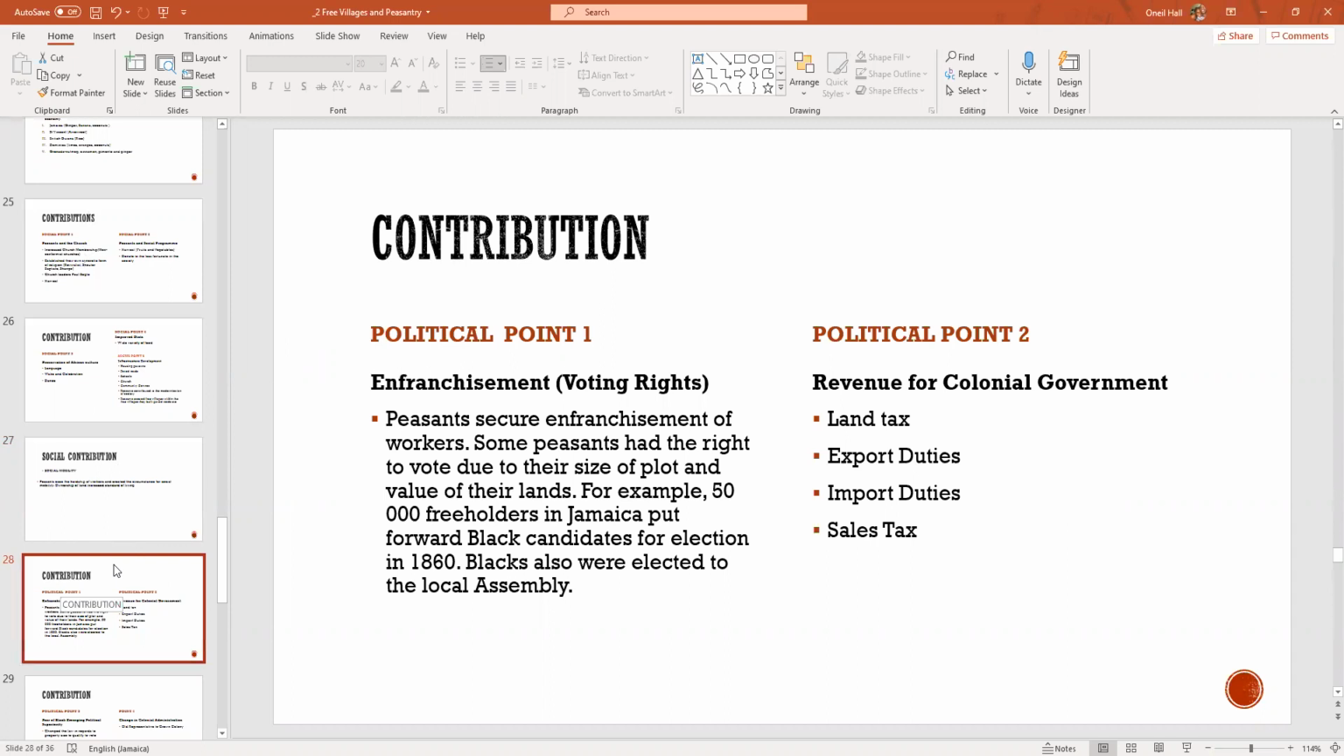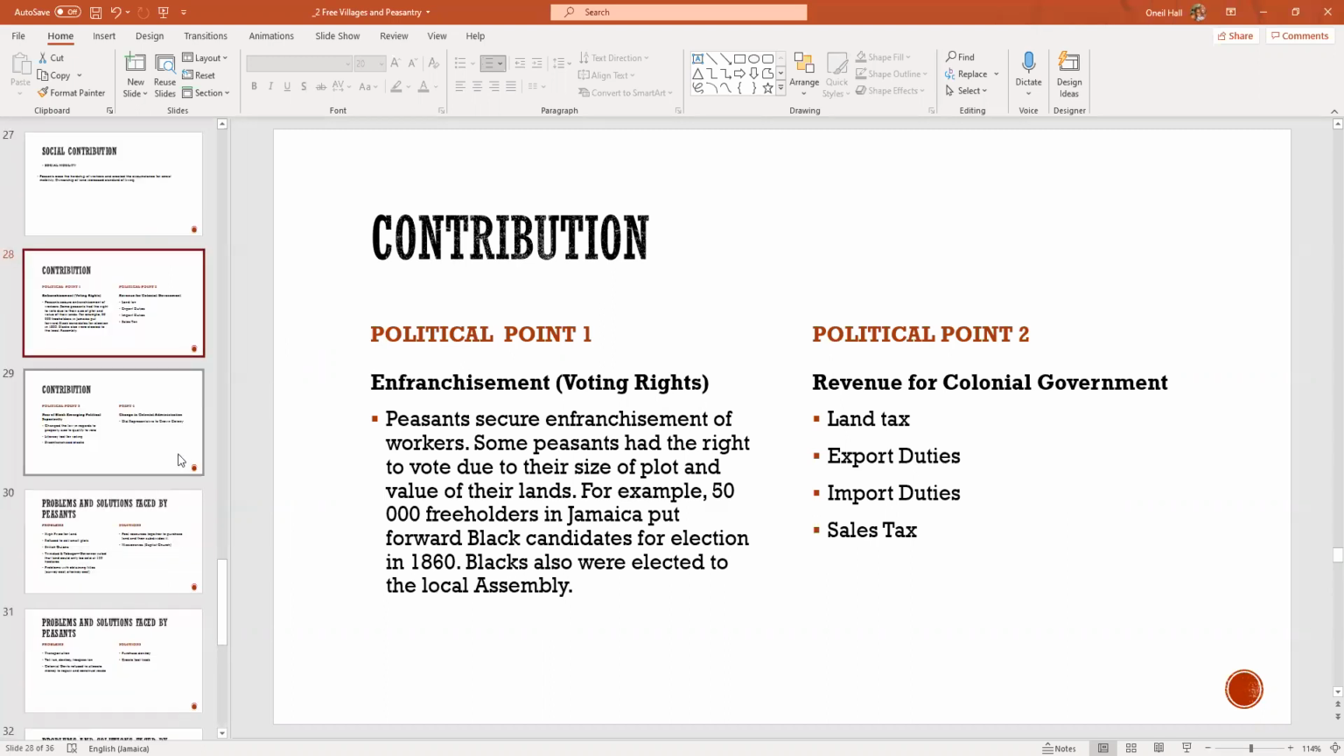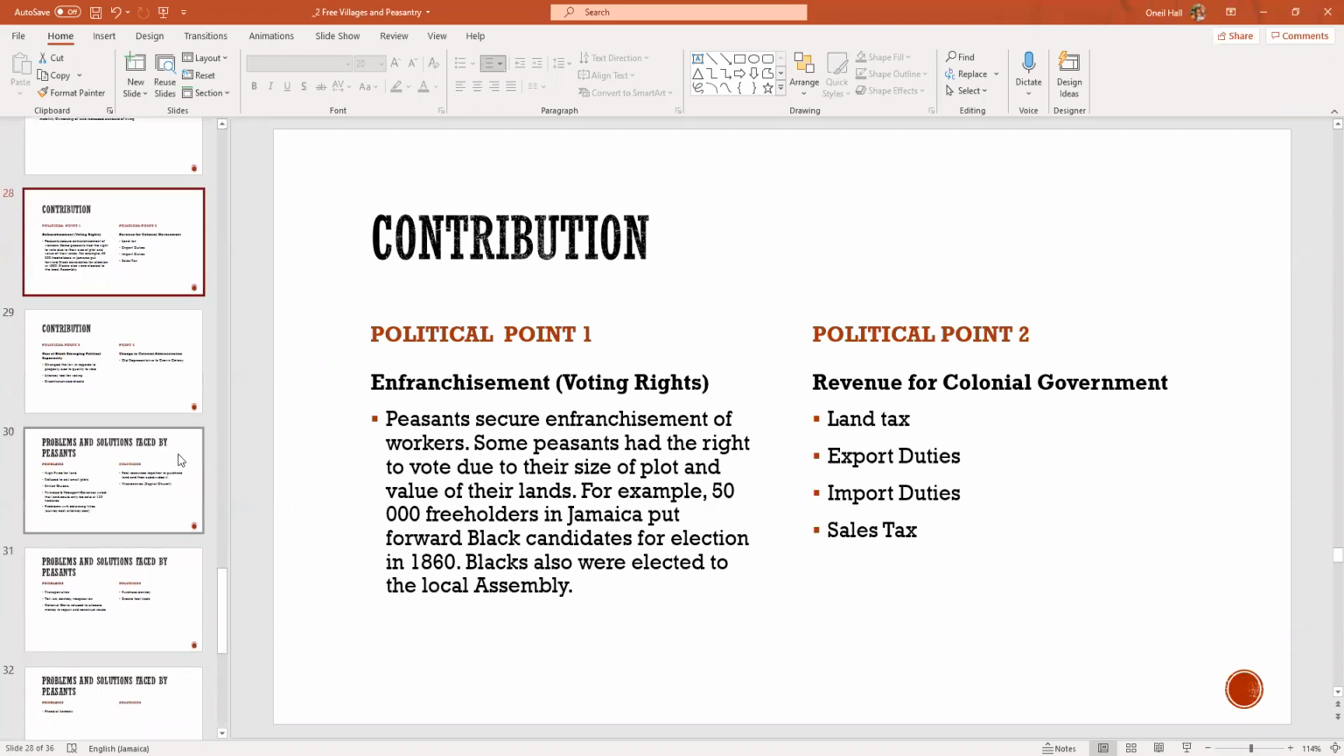Next, political contributions. Somebody read this point for me, point one on the political. Come, ladies, quickly.